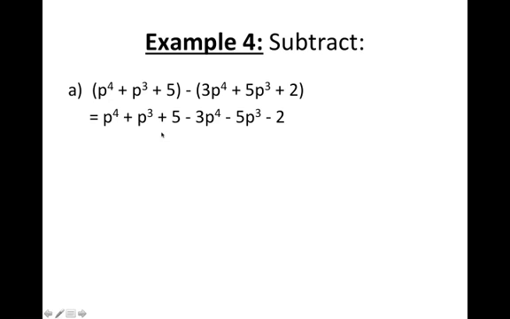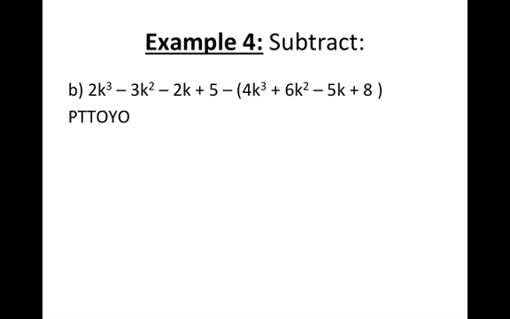So let's combine terms. P to the fourth minus 3p to the fourth is negative 2p to the fourth. P to the third minus 5p to the third is negative 4p to the third. 5 minus 2 is 3. All right, example 4, part B is also a problem to try on your own, so go ahead and pause the video and do that, and then come back.